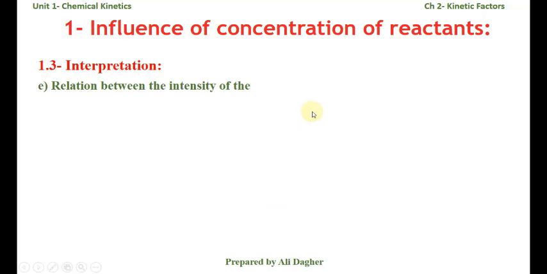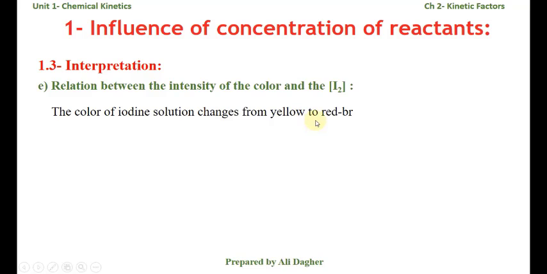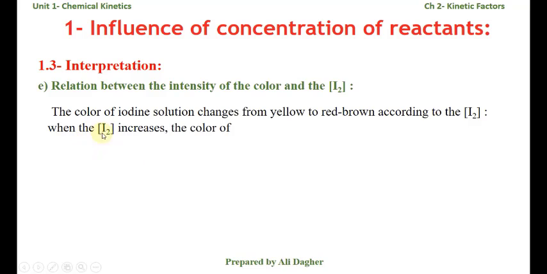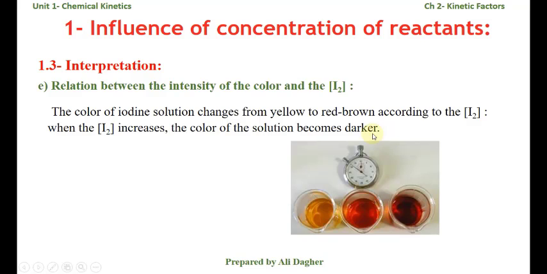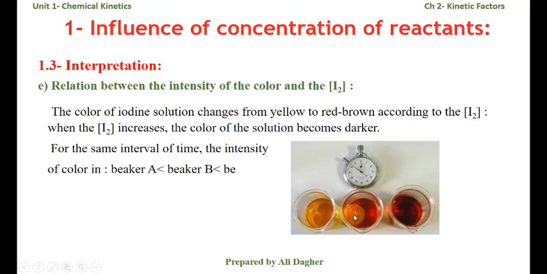Relation between the intensity of the color and the concentration of I2. The color of iodine solution changes from yellow to red-brown according to the concentration of I2. When the concentration of I2 increases, the color of the solution becomes darker. For the same interval of time, the intensity of color in beaker A is less than that in beaker B, which is less than that in beaker C, so the concentration of I2 formed at the same instant in beaker A is less than that in beaker B, which is less than that in beaker C.